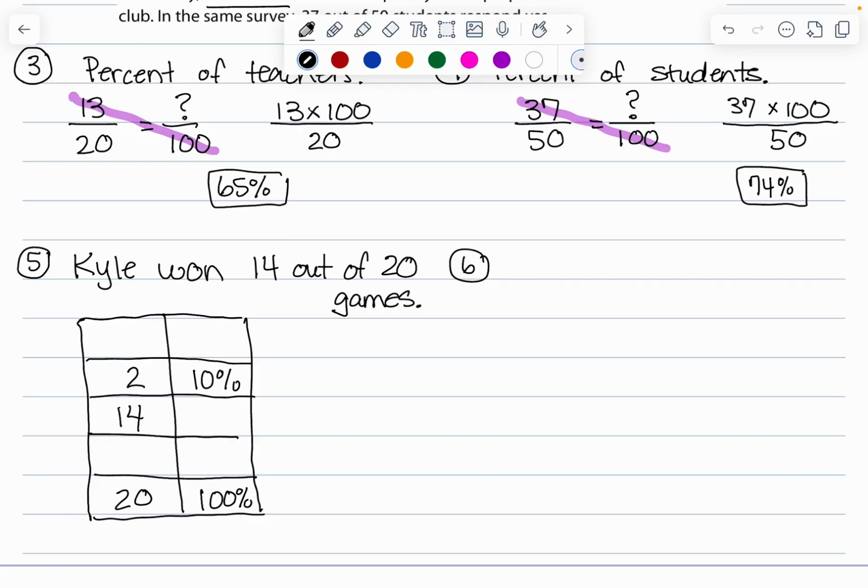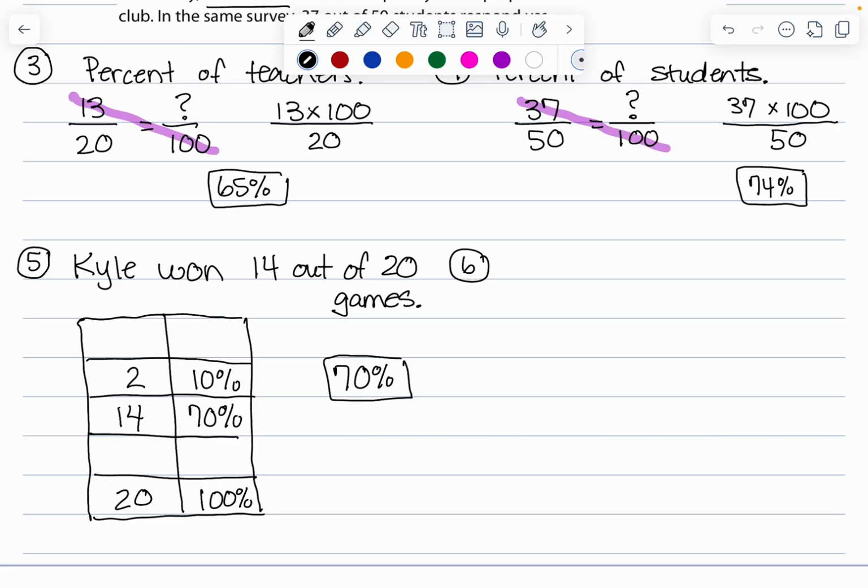Remember with ratios, as long as you're doing the same thing to both sides, multiplying or dividing, you're going to have an equivalent value. So 2 times 7 is 14. So I'm going to take 10% times 7. 10% times 7 is 70%. So Kyle won 70% of his games. Some of our friendly benchmark percents to use are 50%, 25%, 10%, 5%. Sometimes even going all the way to 1%, okay?